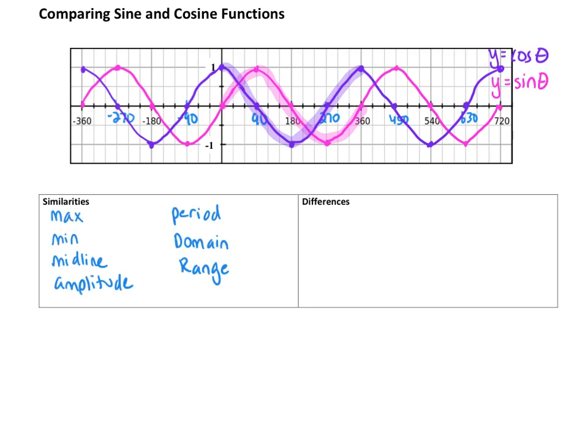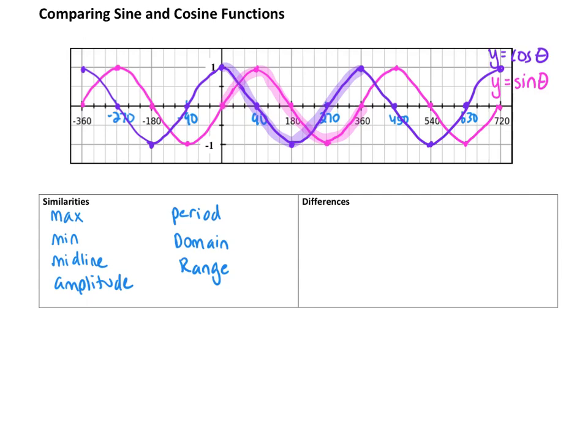And then for the differences, let's look at the intercepts. So for the sine curve, the first x-intercept is at 0, and then it occurs every 180 degrees. But for the cosine function, the first x-intercept is 90, and then it occurs every 180 degrees. So the x-intercepts are different. Also, the y-intercepts, sorry, the one y-intercept, each has one y-intercept. For the sine curve, it's 0, and for the cosine curve, it's 1.